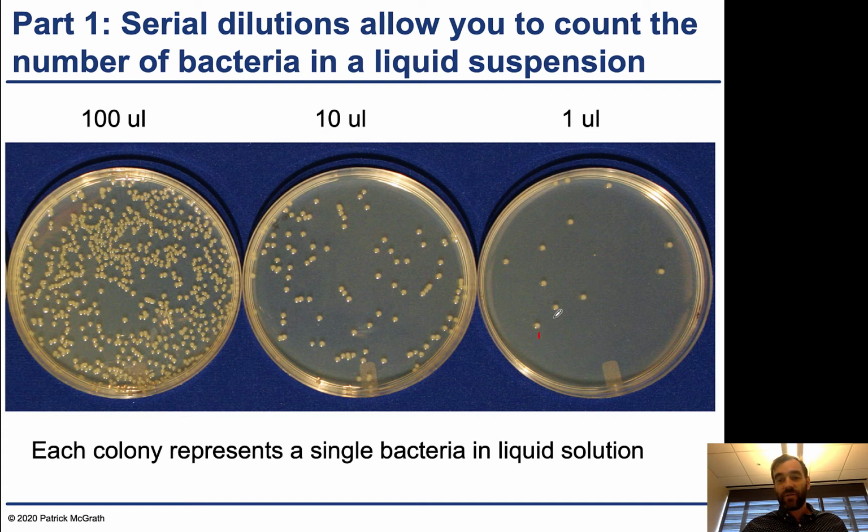So we simply go through and count 1, 2, 3, 4, 5, 6, 7, 8, 9, 10, 11, 12. So there would be a total of 12 colonies in 1 microliter of solution.